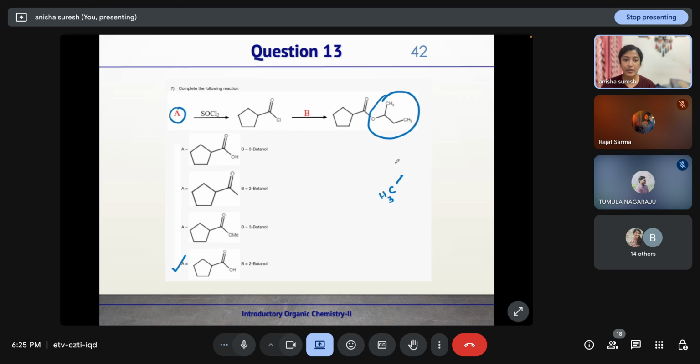CH3, OH, CH2, CH3. So we will be numbering on this basis: 1, 2, 3, 4. So this is a butanol, and in the second position the hydroxyl is coming. So it is 2-butanol. Numbering should be in this fashion such that the functional group gets the least number according to IUPAC nomenclature.